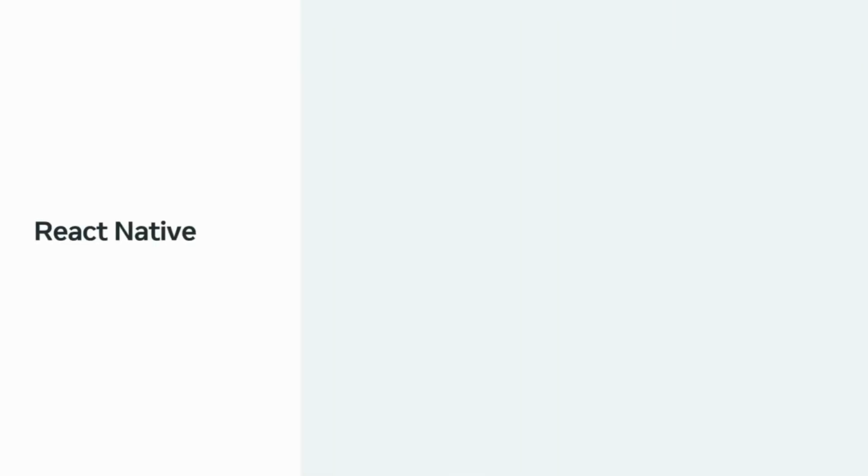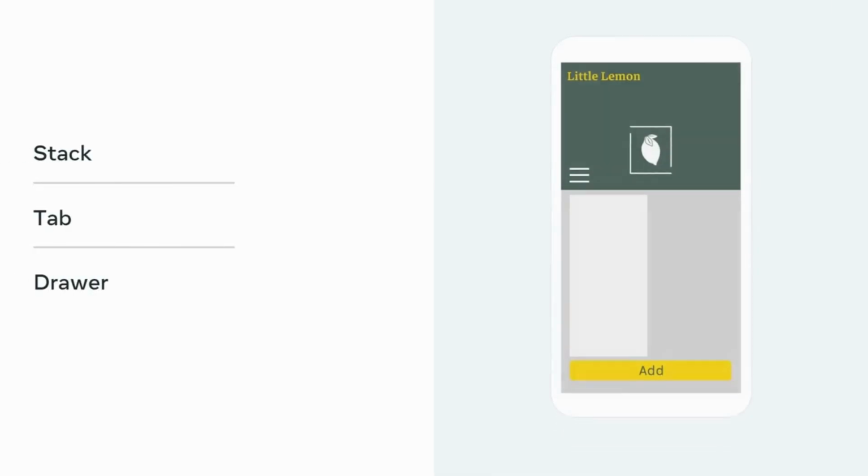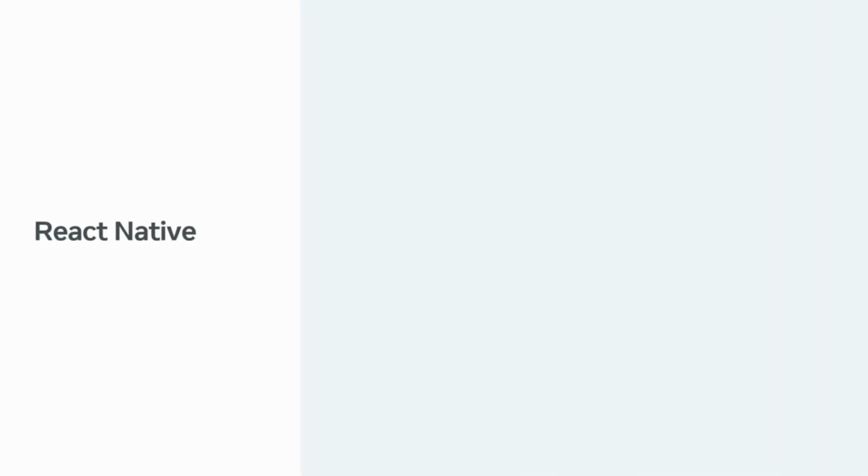In the module that followed, you learned about navigating between screens using React Native navigation. You have learned about different types of navigation, such as stack, tab, and drawer navigation, which are widely used in mobile apps. You also became familiar with the core features of React navigation. And by the end of this module, you were able to set up your app with React navigation and move between screens.